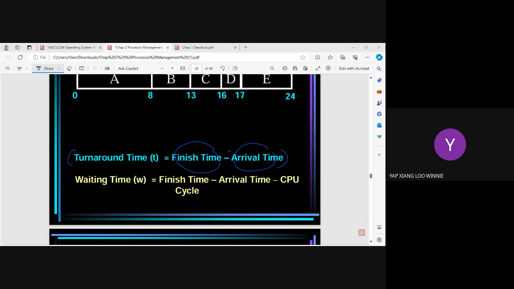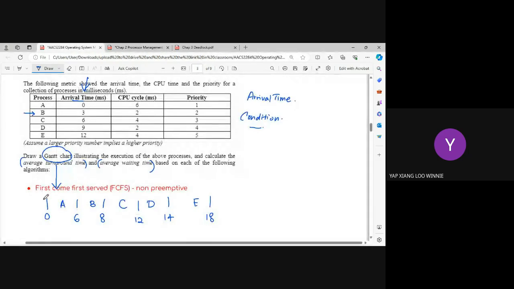Arrival time is there already. For finish time, you're going to take it from your Gantt chart, which means make sure when you draw your Gantt chart, you don't make careless mistakes. Because if your Gantt chart is wrong, definitely your turnaround time and waiting time are going to be wrong. So that's one thing you have to look into.